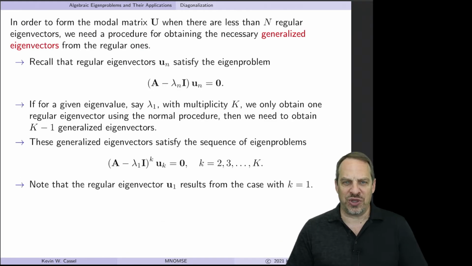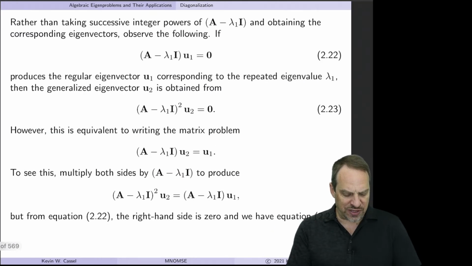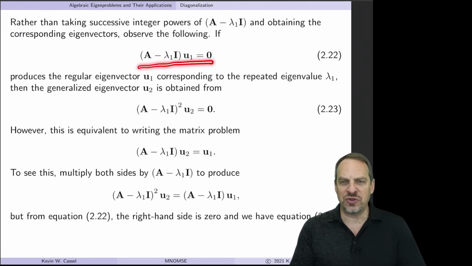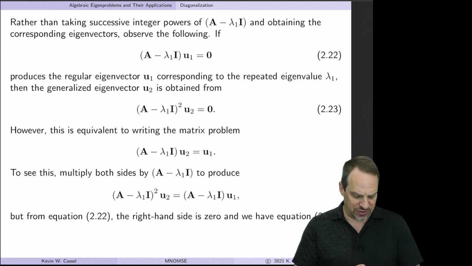So let's think about how we could do that. I don't really want to have to take powers of A - λI if I don't have to. So if we can come up with an easier way to evaluate the corresponding eigenvectors, that would be very helpful. So let's go back to the original eigenproblem that produced u1. So (A - λ1 I) times u1 is equal to 0.